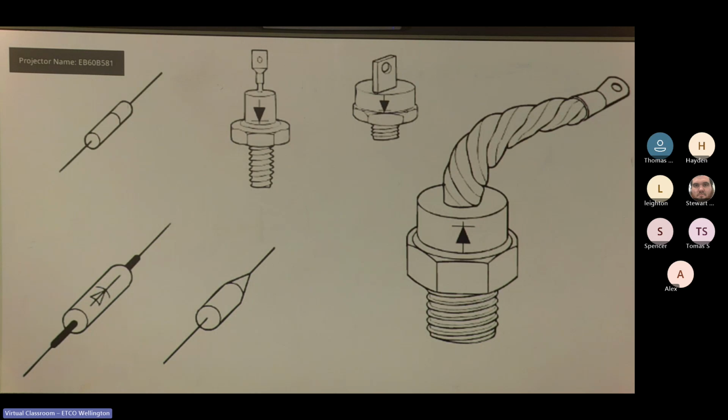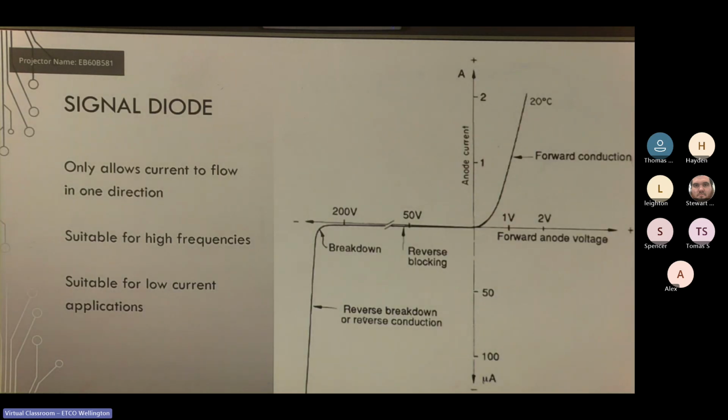So remember, current can only flow in the direction of the arrow. So we'll be looking at three types of diode: a signal diode, Zener diode, and power diodes. So a signal diode, in forward bias, only allows current flow in one direction, suitable for high frequencies and suitable for low current applications.